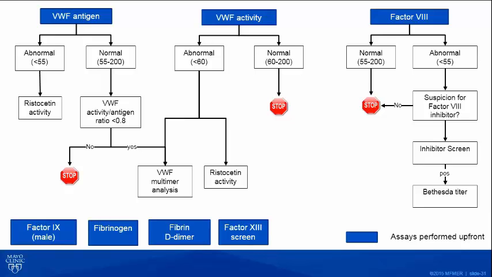Same for factor 8. If it's normal, then we stop. If it's abnormal, then we would look at the sample and see whether there's any suspicion for factor 8 inhibitor. If yes, then we would call the client and ask whether they want an inhibitor screen done or not. If yes, then we would proceed, and with a positive screen, we would add in the Bethesda titer.